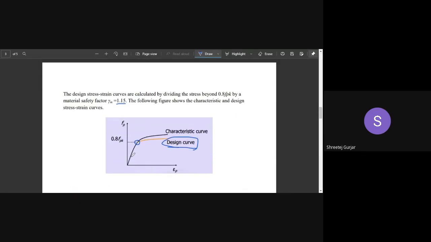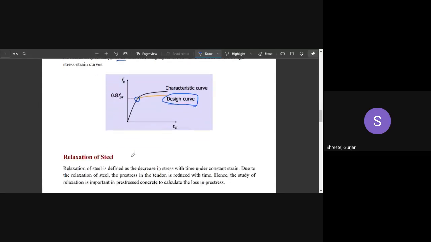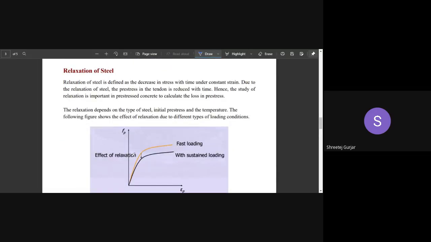After this stress strain property, the next important thing which we have to study is relaxation in steel. This is related to steel. This property is not seen in concrete, so it is a property unique to steel. Relaxation of steel is defined as the decrease in stress with time under constant strain.